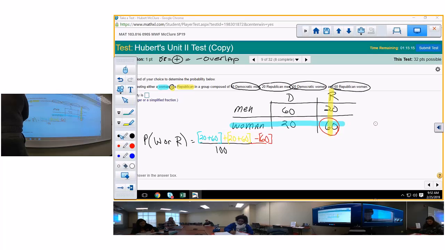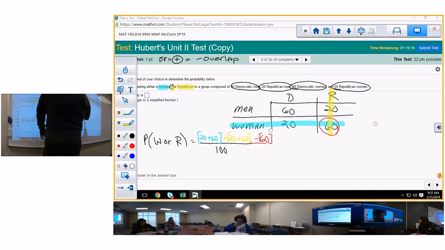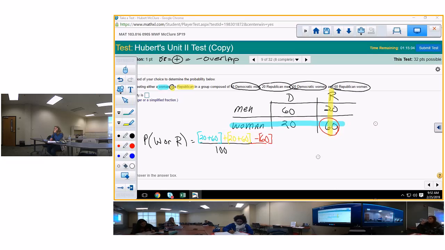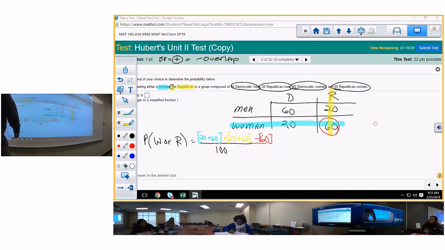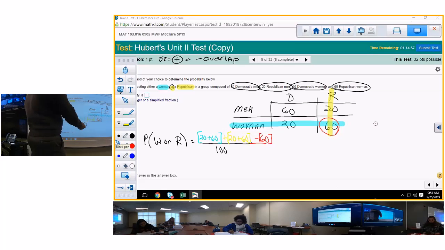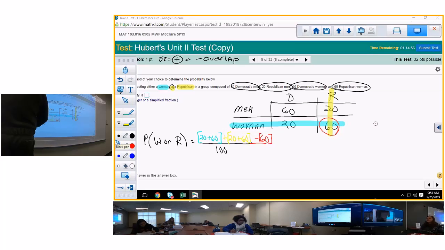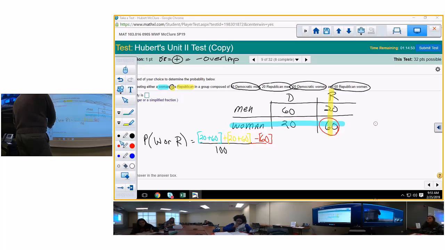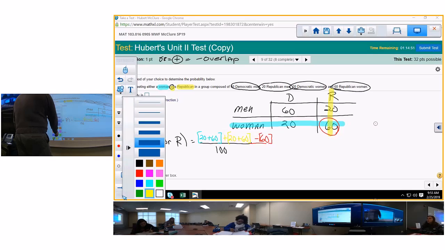Why did you put two 60s? Because this is blue. Where's blue cover? Blue has 20 plus 60. And the yellow has 20 plus 60. And you always subtract the overlap. Okay, that's what I was trying to figure out. So you can either go through and cancel it, or you can do it. I don't care what you do. I'm just going to write it out because that's just the way I teach it.